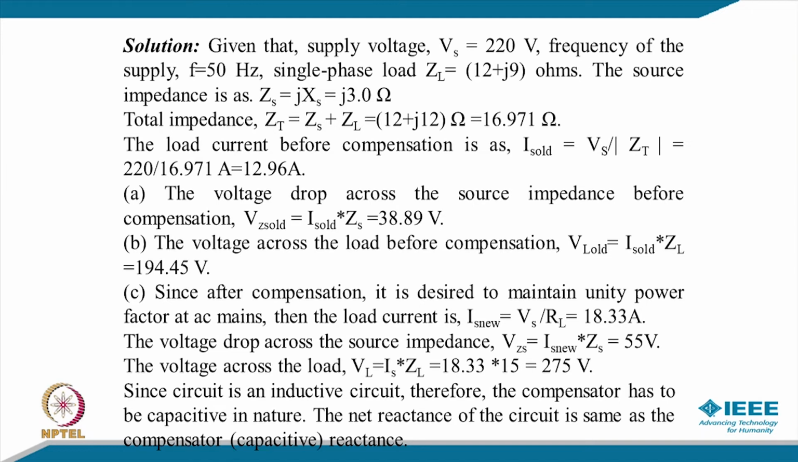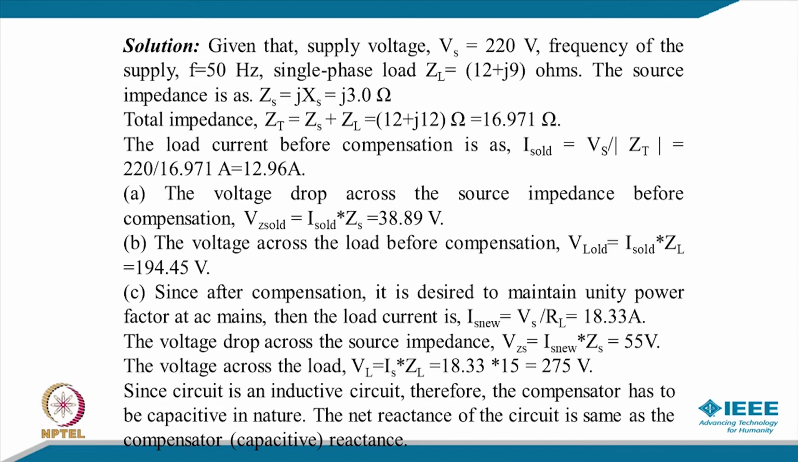The voltage drop across the source impedance before the compensation is Vs equal to Is old into Zs, that is 38.89, and the voltage across the load before the compensation is V load equal to I old ZL, 194.45. So, the voltage across the load reduces because of the drop in the source impedance, and the power factor of the load is lagging in nature. So, certainly you will have a poor voltage regulation.